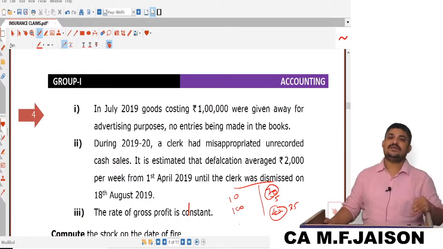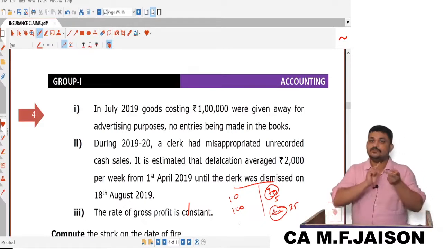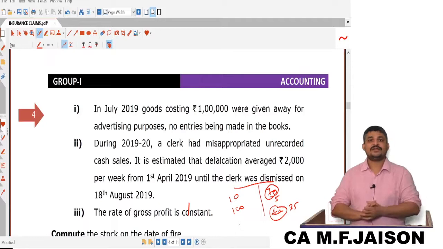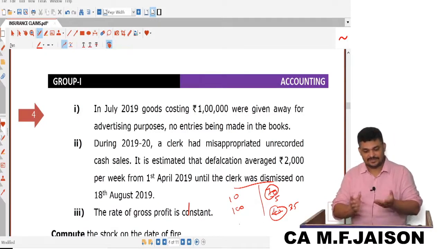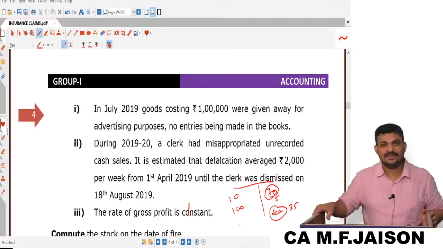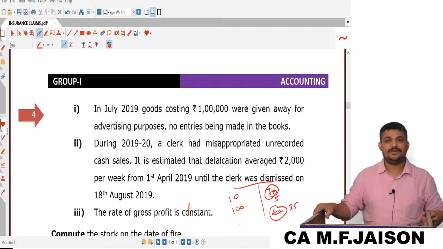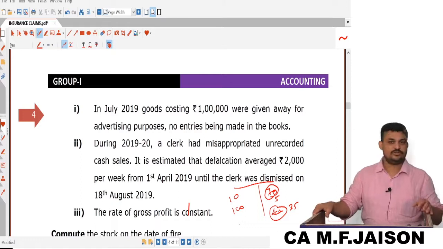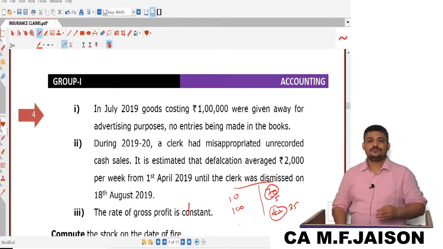They are not giving salvage value. They are not giving policy amount. So you need not compute loss of stock, and you need not compute the claim. Step number 1, GPR. Step number 2, stock on the date of hire. This much only you should be calculating. So trading account and memorandum trading account are the only 2 things you should prepare. Correct? But what should you do now for this question?